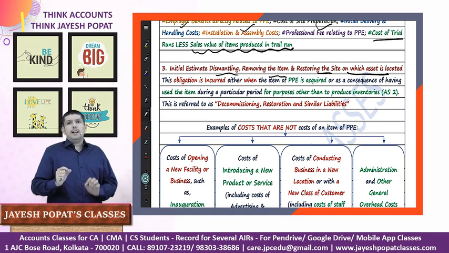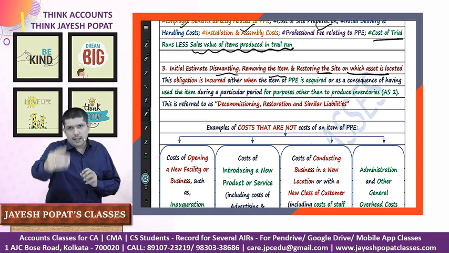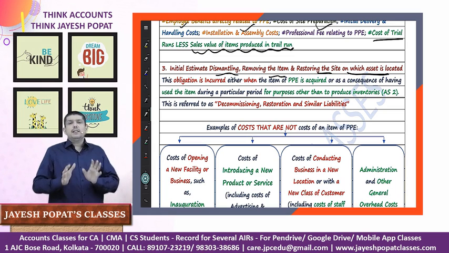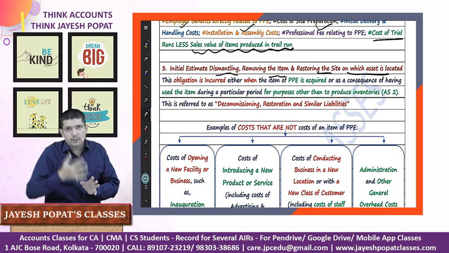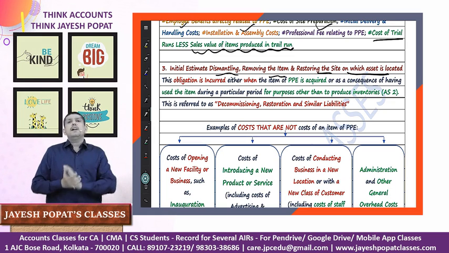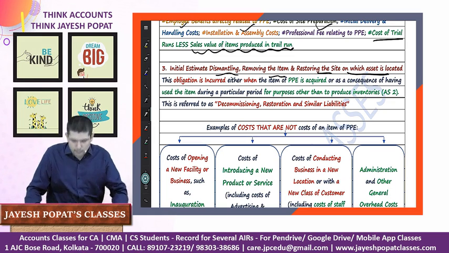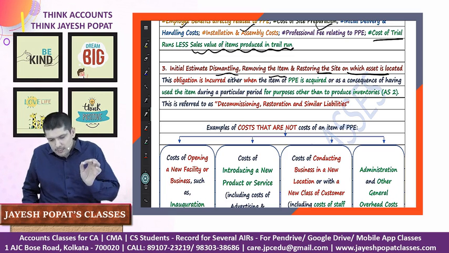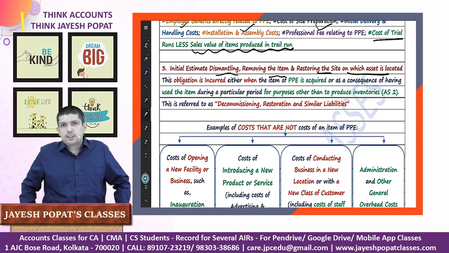That we know there is a time value of money. For example, I will incur 1 lakh rupees at the end of 9 years to repair the wall. I have to discount it using a certain discount rate and recognize the present value of that to the cost of the item of PP. This is known as initial estimate of dismantling, removing the item and restoring the site.